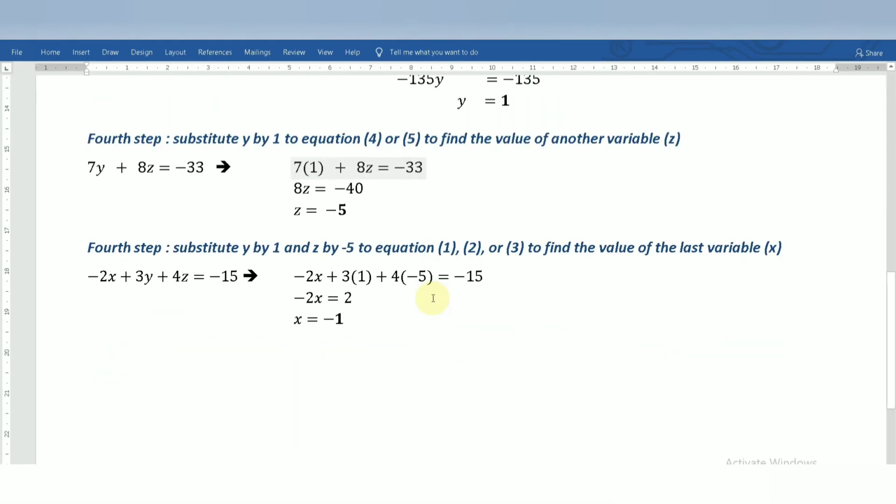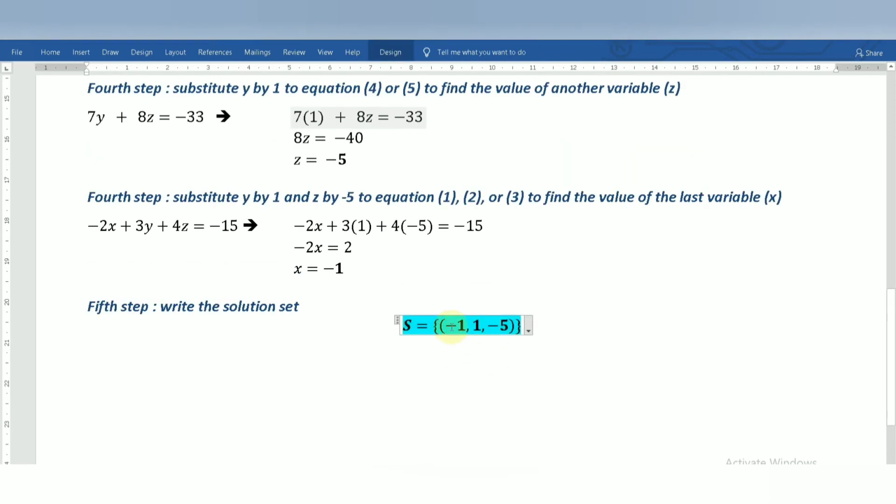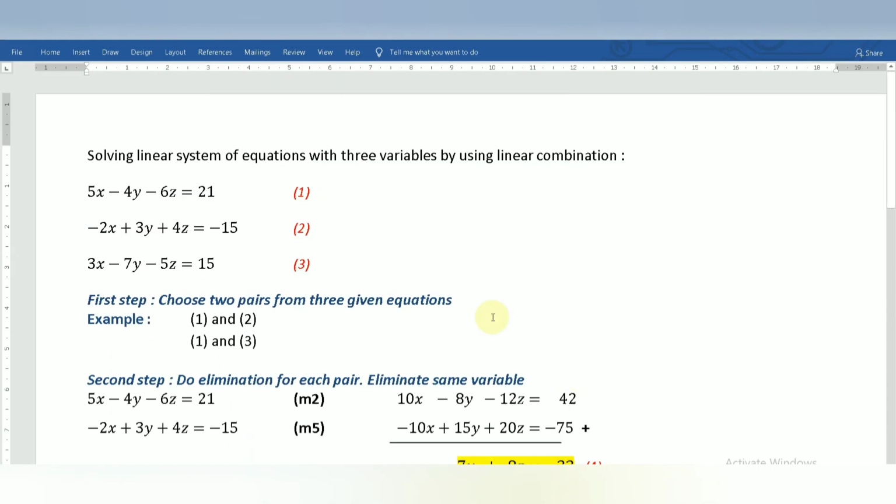But don't forget, we need to go to the final step, the fifth step. Write the solution set, since this is the solution of these three equations. Since it is a coordinate of x, y, and z, in the braces you put the one coordinate, okay, negative 1, 1, and negative 5. So we're done. This is the solution of the three equations by using linear combination.